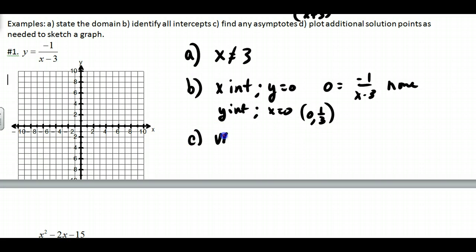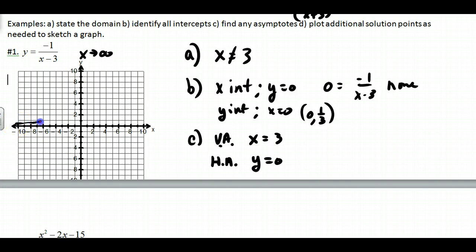My vertical asymptote is going to be when x is equal to 3, because I can't do division by 0. It's the value of x that makes this 0. And then my horizontal asymptote deals with my end behavior. As x goes to infinity, the bottom is going to keep on growing without bound, while the numerator stays the same, so it's growing faster than the numerator, and this will become a very small number. That small number would be y equal to 0.